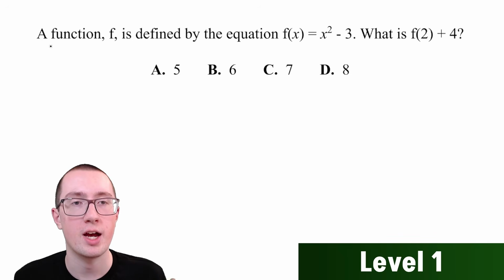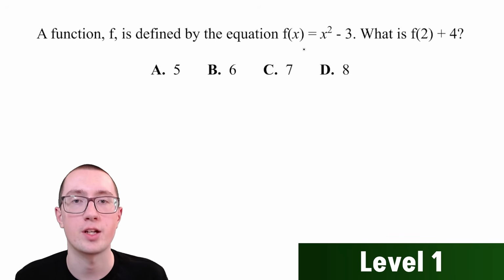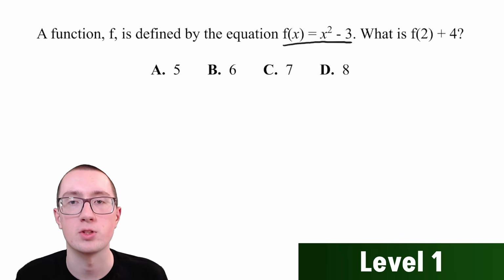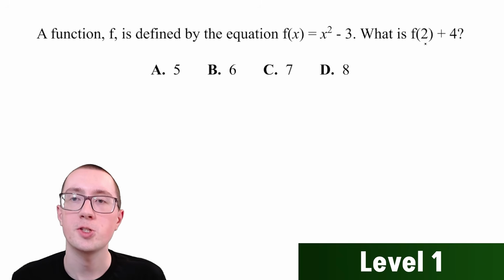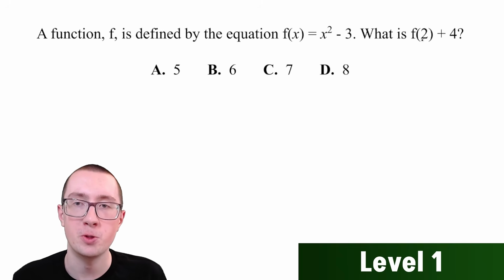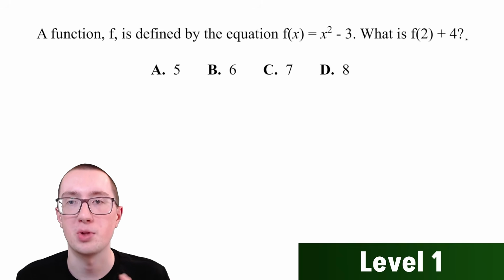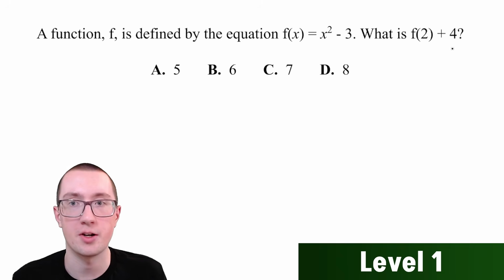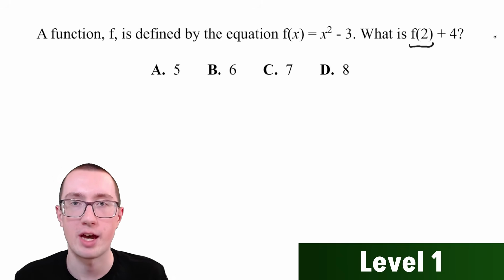So for this problem, we have a function f, and it's defined by the equation f of x equals x squared minus 3. Now, this question isn't just asking us to find f of 2, it's asking us to find f of 2 plus 4. But just don't be scared about that because that literally just means we find f of 2 and then we just add 4 to it.